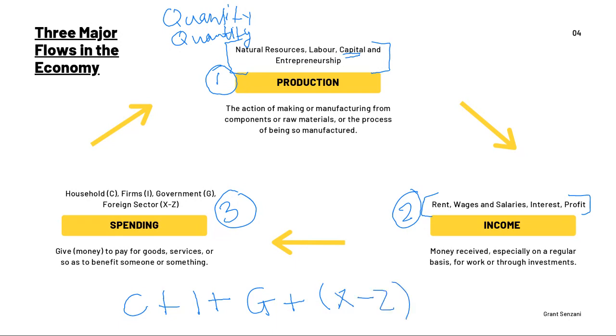Another thing that you also find about spending is that the symbol for spending is A. So A is equals to C plus I plus G plus X minus Z. Very important for you guys to master this.